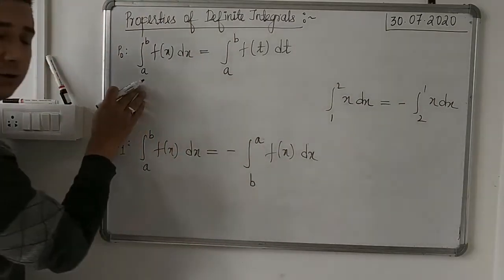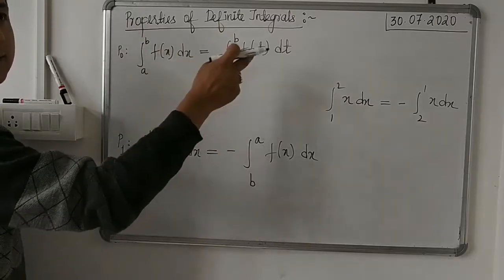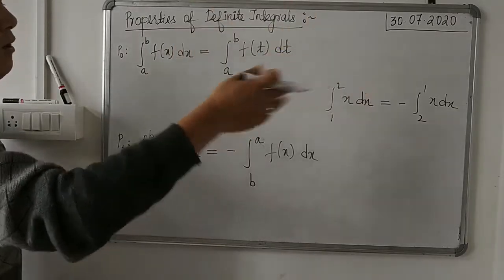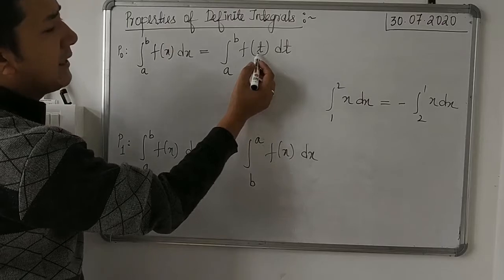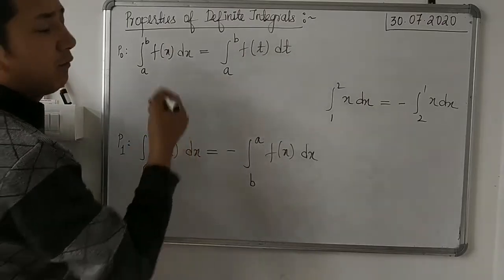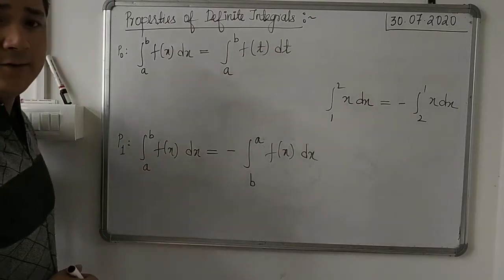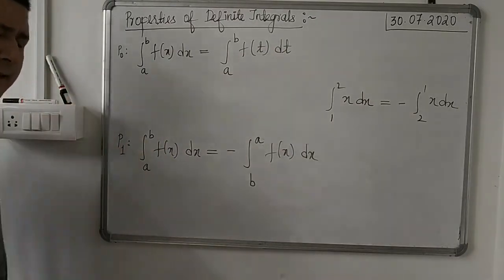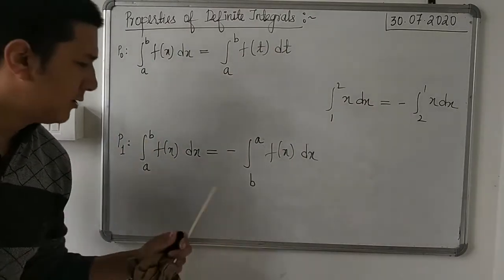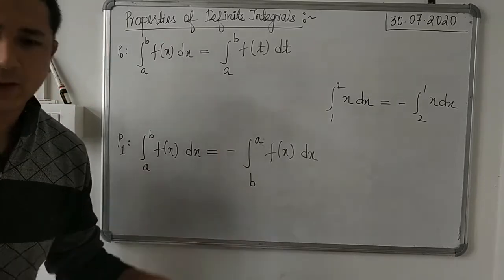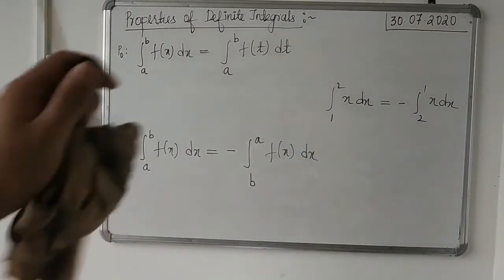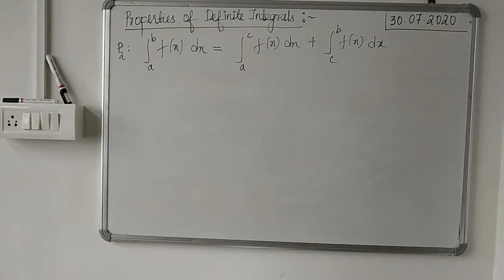Once again, what is property 0? a to b f(x) dx is equal to a to b f(t) dt or any of the variable. If you want to take it as p, f(p) dp. If you want to take it as l, f(l) dl, f(m) dm, and so on. Second one, if I interchange the limits, the value of the integral changes with a minus sign. That is property number 0 and property number 1. Pause the video, note it down.